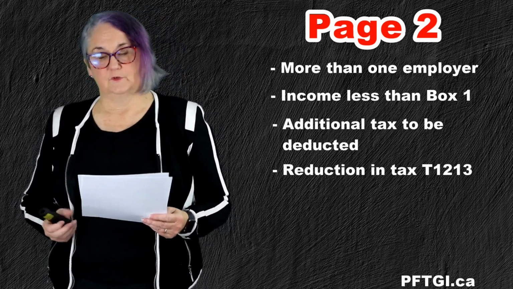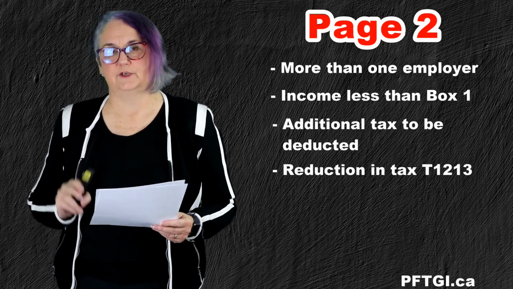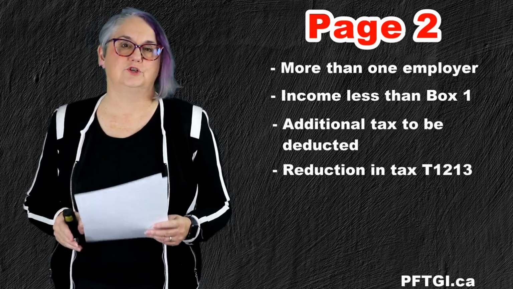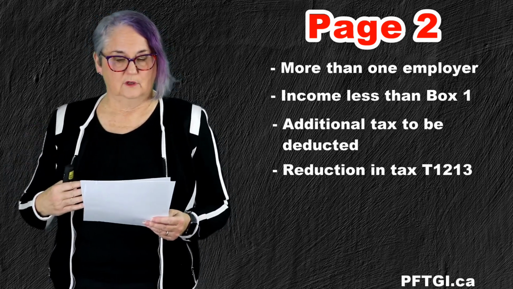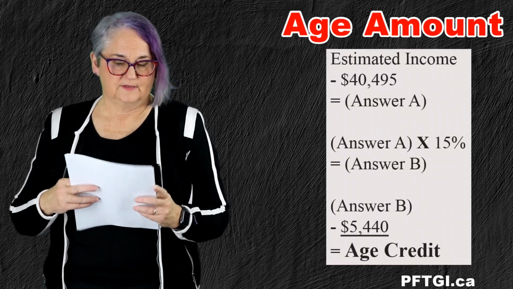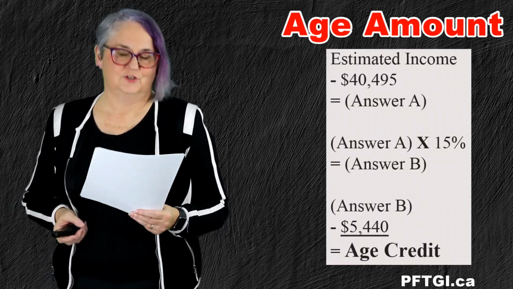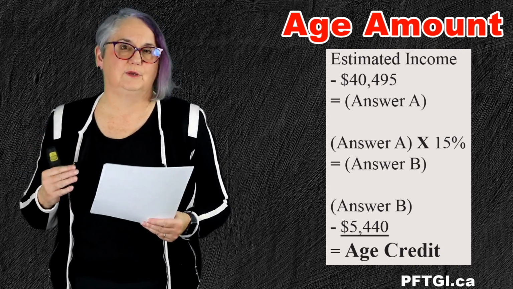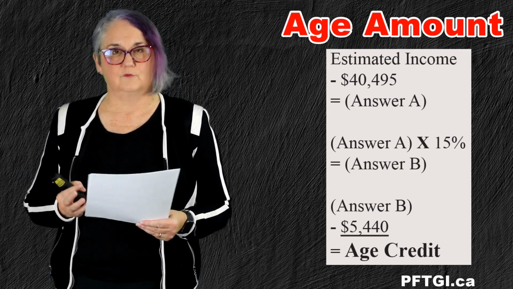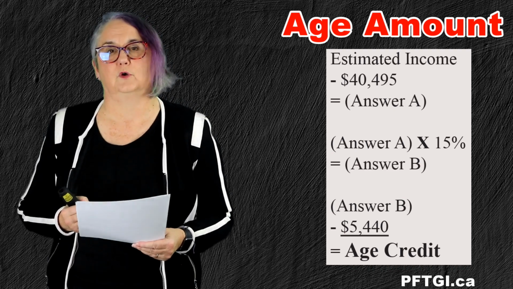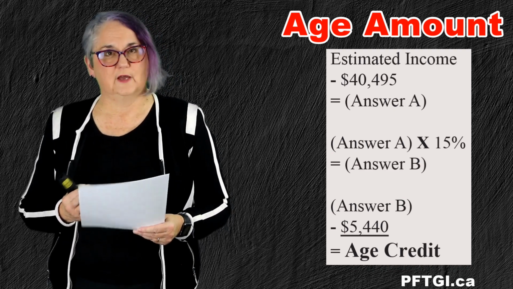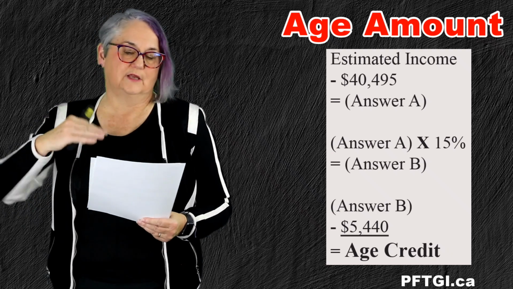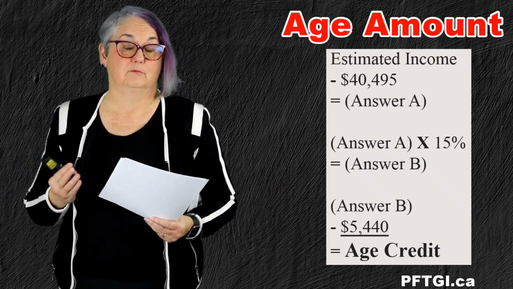So the worksheet. The TD1 form is 2 pages, but there's an additional 1-page worksheet for people that have to prorate amounts. One of the examples of this is the age amount. On line 2, you had to calculate the age amount, and this only applied to people whose base income was over $40,495.